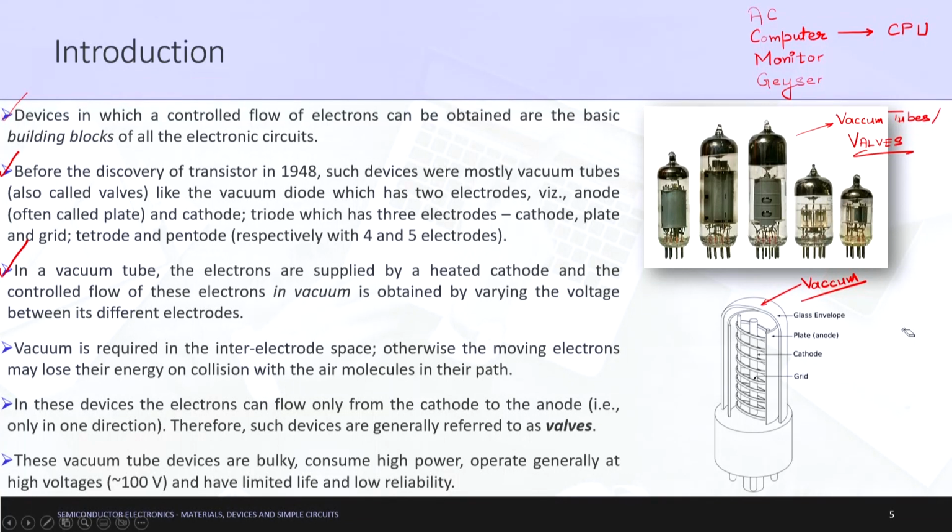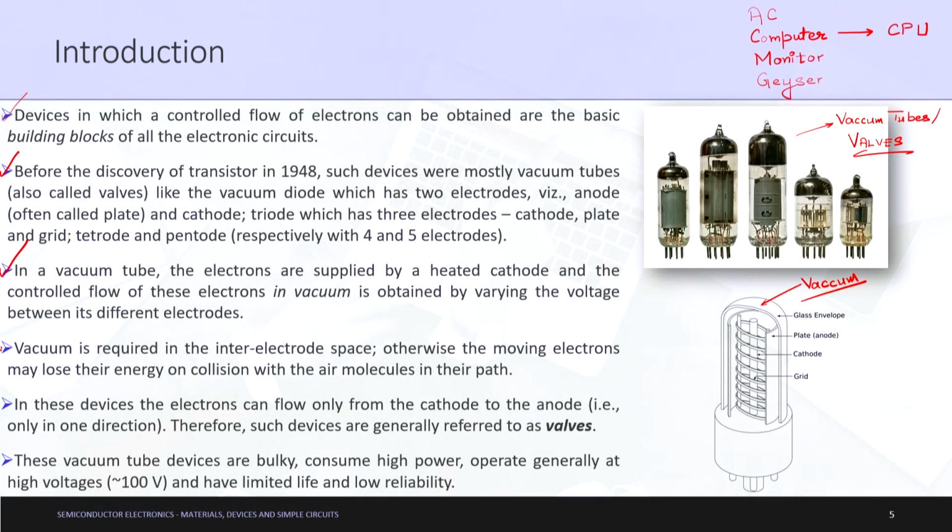Let us move on. Vacuum is required in the inter-electrode space. What does inter-electrode space mean? This is the electrode space which is being talked about. This is your inter-electrode space. Otherwise, the moving electrons will lose their energy on collision with the air molecules in their path.